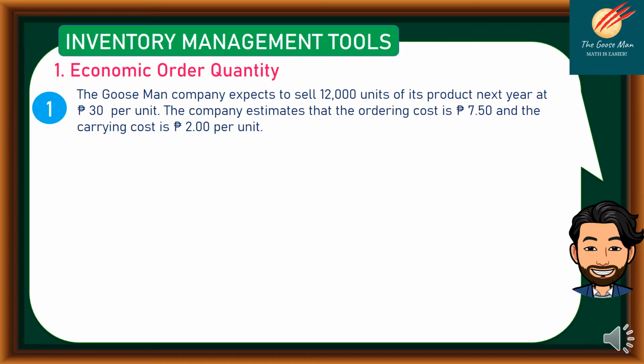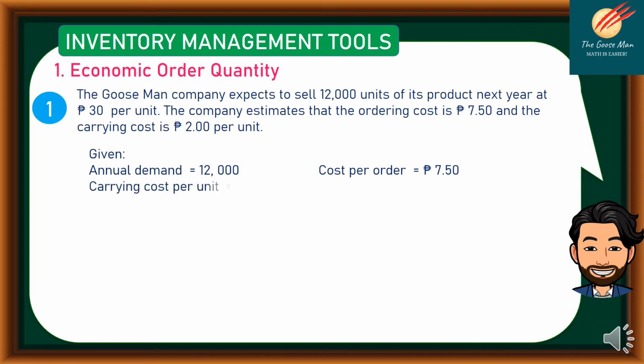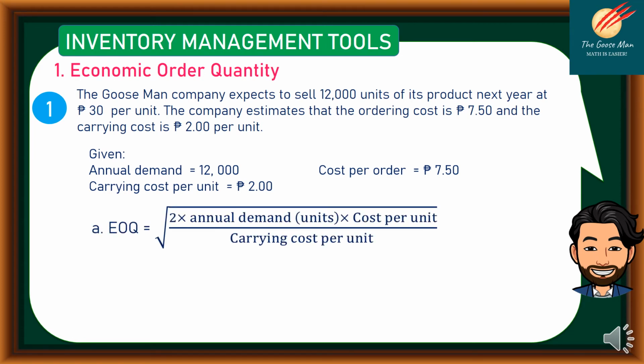Let's recall the given before we solve. The given are the following: annual demand is 12,000, cost per order is 750, while the carrying cost per unit is 2 pesos. To find the EOQ, that is the square root of 2 times annual demand in units times cost per unit divided by carrying cost per unit. We simply substitute the given. So we have 2 times 12,000 times 750 divided by 2. So EOQ is equal to 300 units.